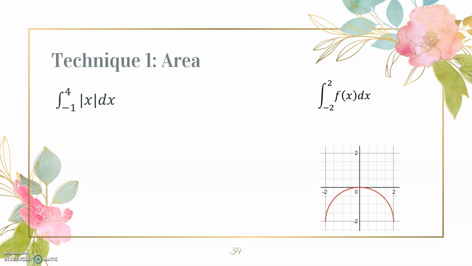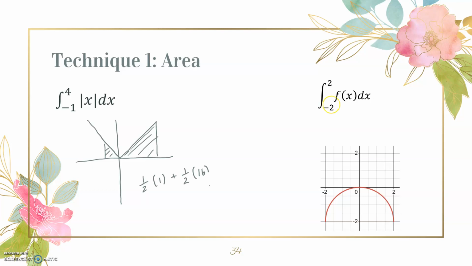The first technique is using area. You can graph the integrand and then find the area between the graph and the x-axis. So for example, I know the graph of the absolute value function. And so if I want to find the integral from -1 to 4, I'm finding the area of these two triangles. So it'd be 1/2 times 1 plus 1/2 times 16.